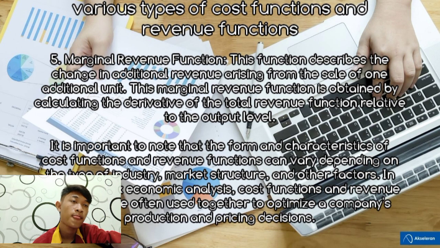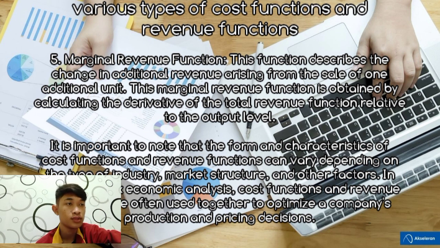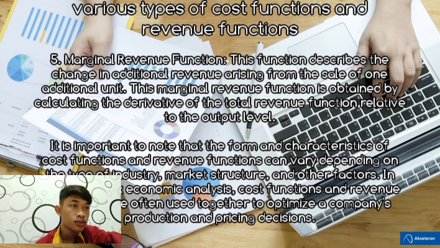Number 5. Marginal revenue function. This function describes the change in additional revenue arising from the sale of one additional unit. This marginal revenue function is obtained by calculating the derivative of the total revenue function relative to the output level.